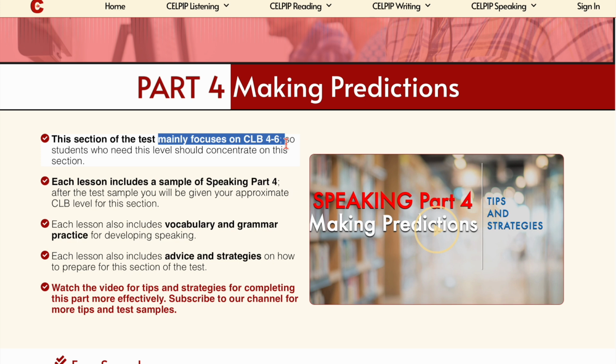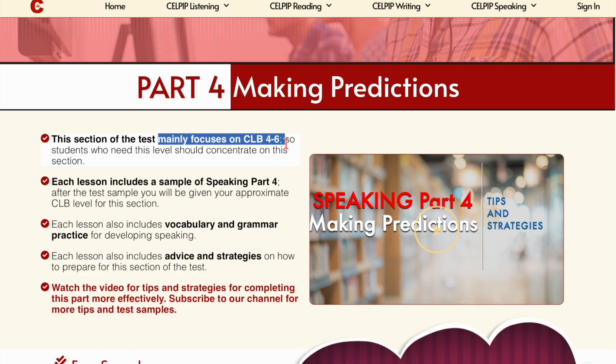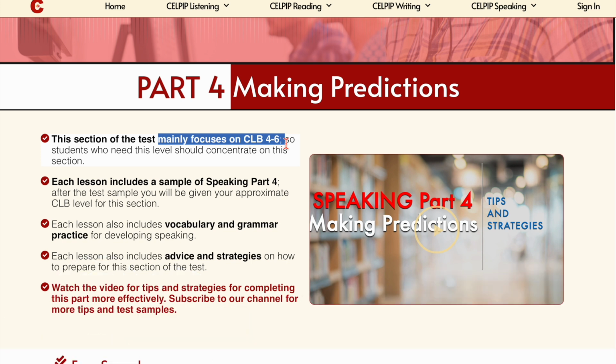Now, if you need to get CLB 7 or higher, well, this part will not affect whether you get 7 or higher so much as part 1, 6, or 7. Those parts, you can really show your knowledge. But in part 4, because it's an easier question, then higher levels should speak easily about it. And they can usually speak level 7 or higher easily for part 4, okay?